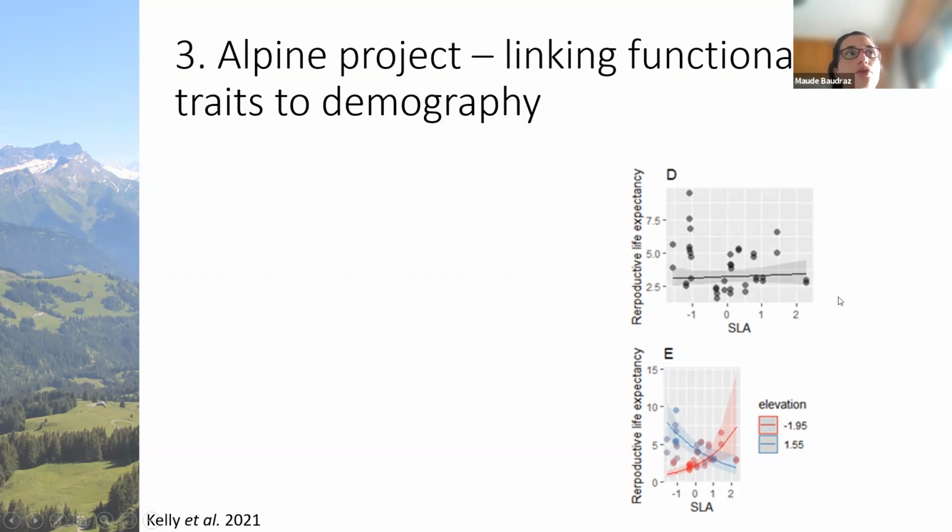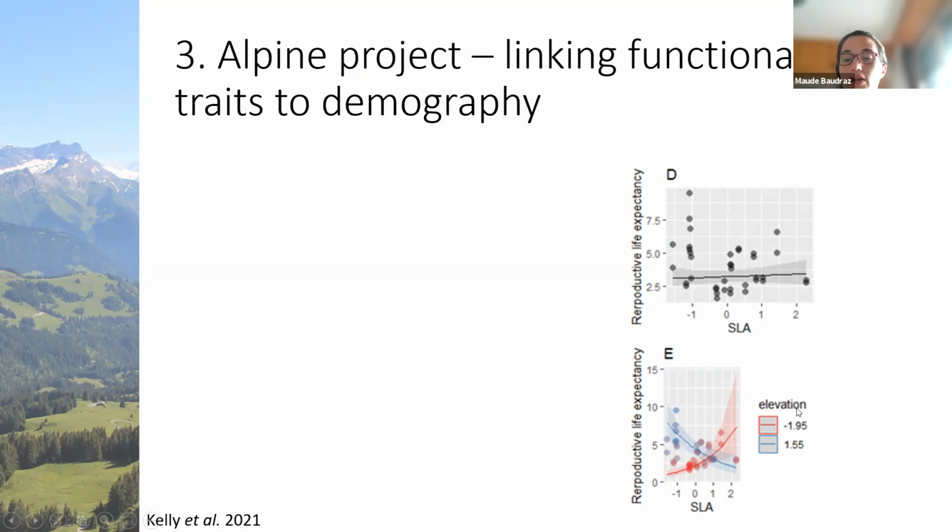And ultimately, when we use functional traits, we expect that they have an evolutionary meaning. We expect that they affect the fitness of individuals. And it's really rare that we have the demographic data to make this in-between step between functional traits and fitness. So I was keen to experiment with the data gathered by all the students and check what I could find.